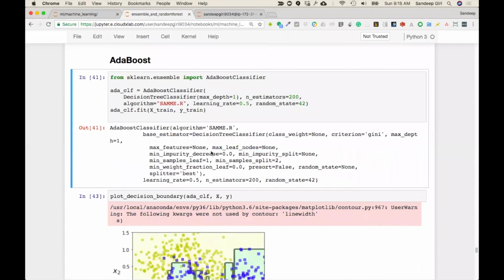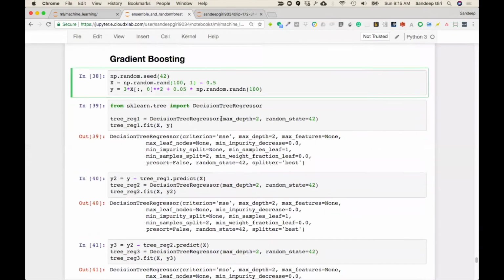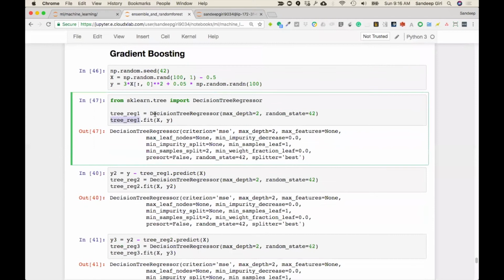And here we go. So we have gradient boosting. Here we're generating data x and y. Next, we're training our first regressor. This is basically what we are doing. Then we are predicting and computing the error.